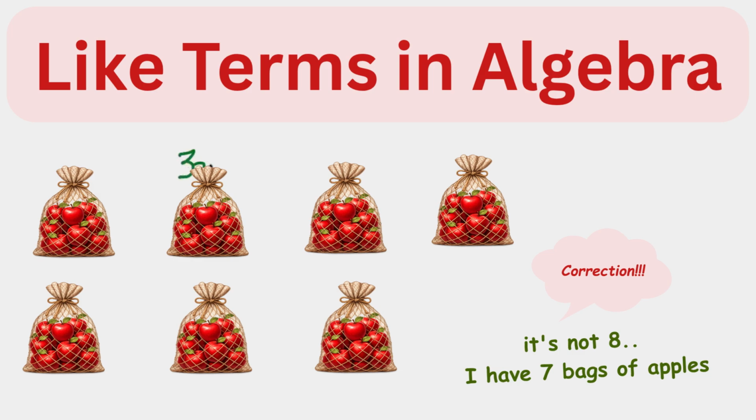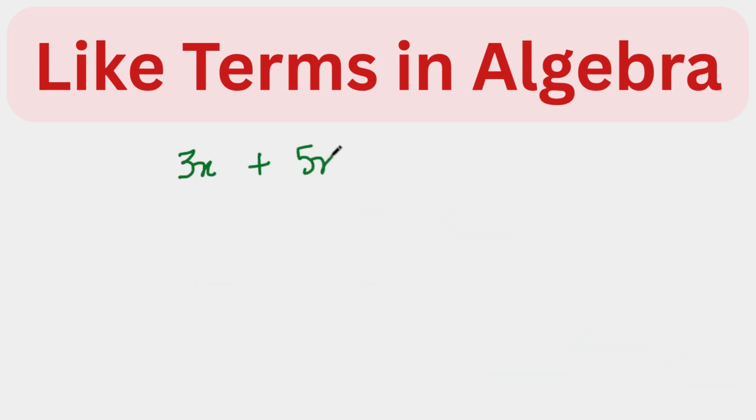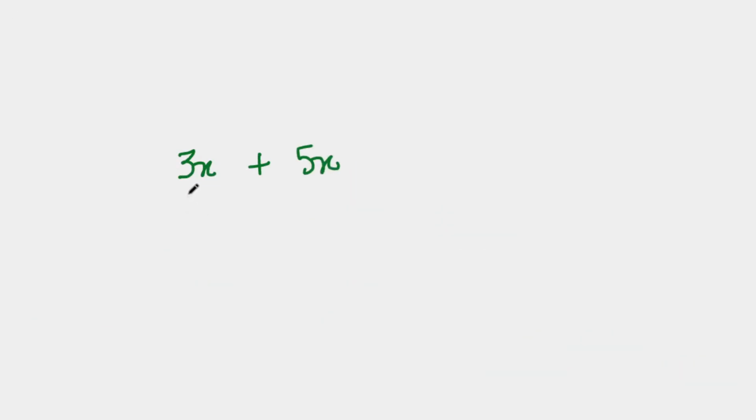So when I say 3x plus 5x, how do we add them? Let's understand. What you do is you add the coefficients only. So you will do 3 plus 5, which gives you 8. Variable doesn't change. It stays the same. So it will give you 8x. Alright. So like 3 bags of apple and 4 bags of apple gives you 7 bags of apple. The term bags of apple doesn't change. In the same way, the variable doesn't change.